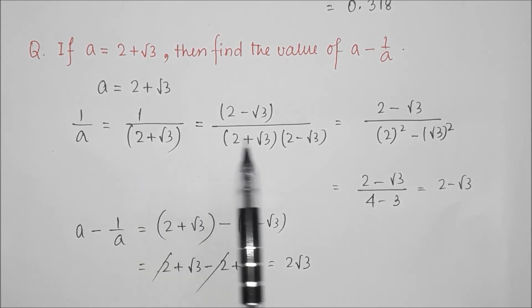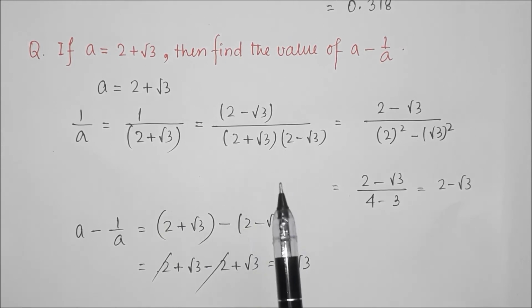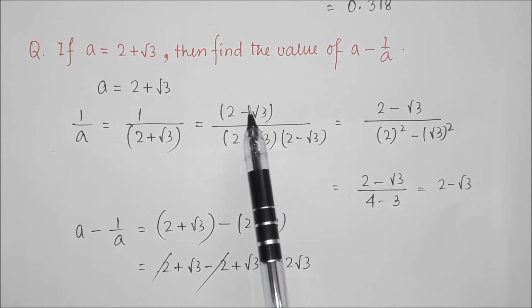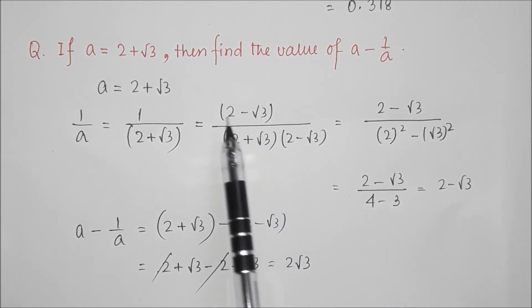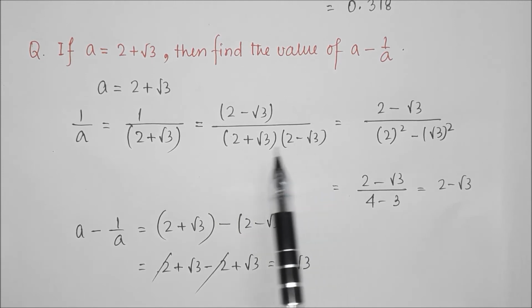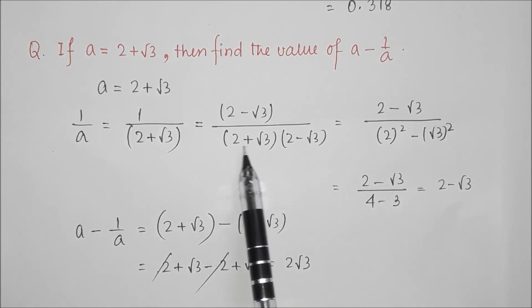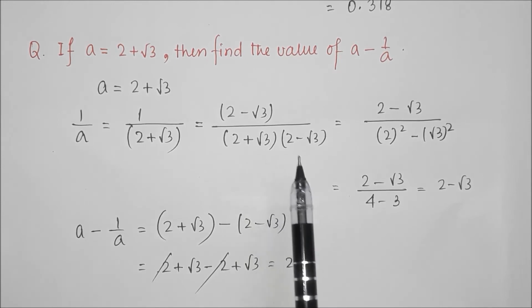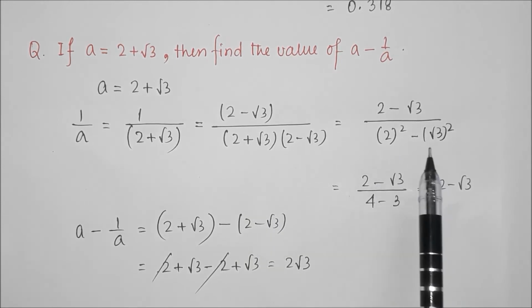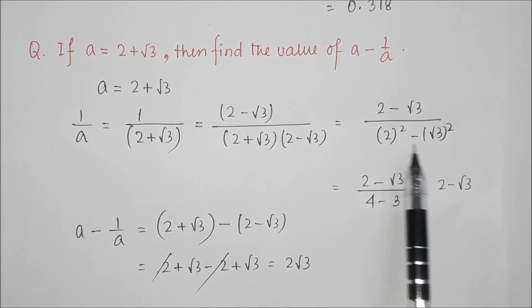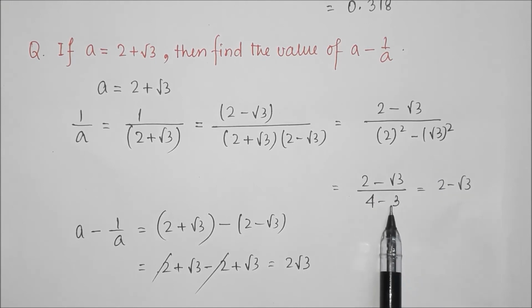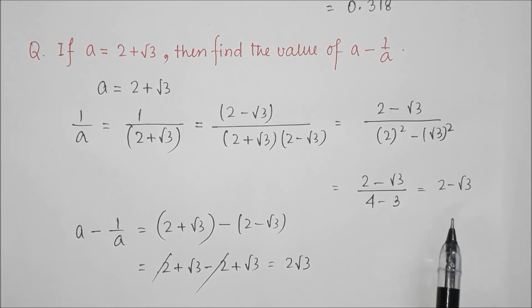Now we rationalize the denominator. So 2 plus root 3 into 2 minus root 3. So we are multiplying numerator and denominator by 2 minus root 3. So first apply the formula of a plus b into a minus b in the denominator, which is equal to a square minus b square. So we will get 2 square minus root 3 square. 2 square means 4, root 3 square means 3. So 4 minus 3 equals to 1. So we will get 2 minus root 3.